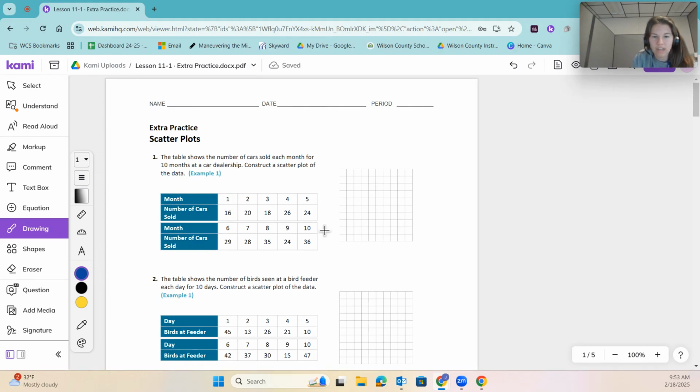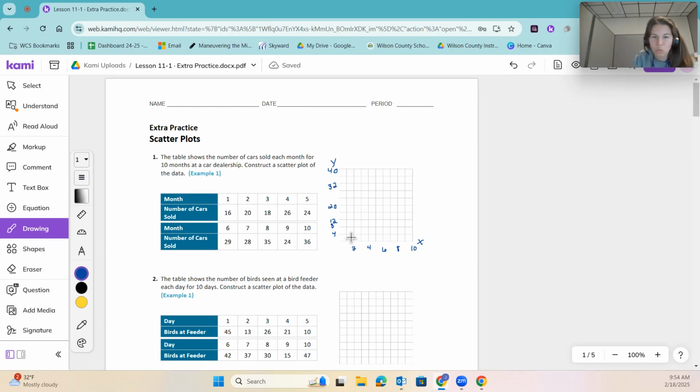So we have months 1 through 10. Let's see, 1, 2, 3, 4, 5, 6, 7, 8, 9, 10. So we can count by ones on our x-axis. Then our lowest number is 16, but we go all the way up to 36. So we could count by fours here on our y-axis. So 4, 8, 12, 16, 20, 24, 28, 32, 36, and 40.